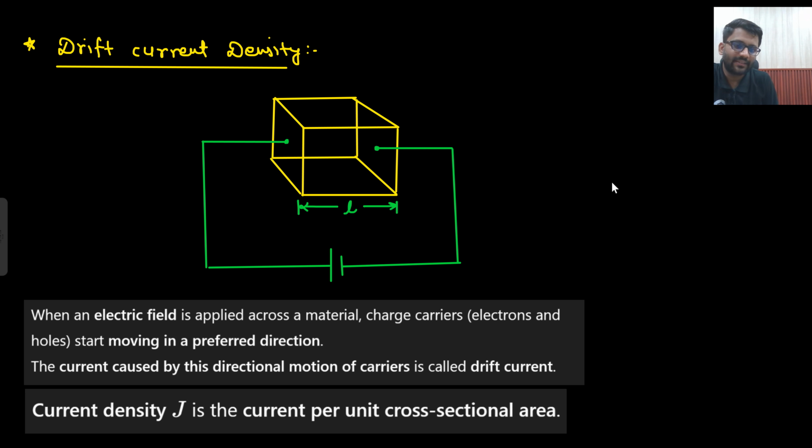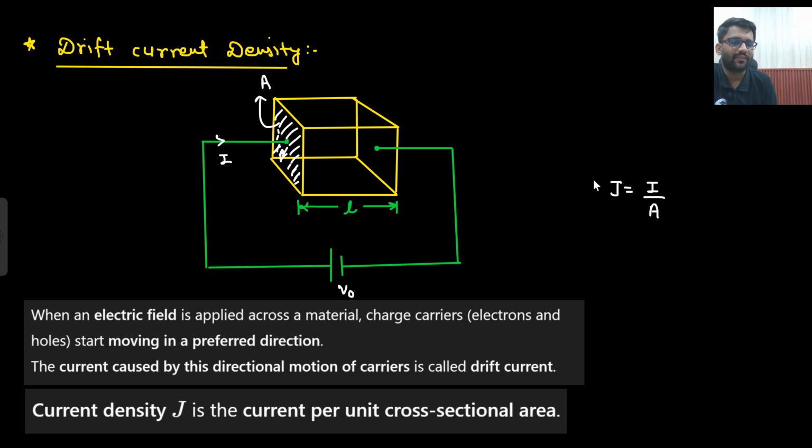So current density is simply given by I by A, current per unit cross-section area. Let's say this is a semiconductor material, or any material which can conduct current. If I connect a battery of V naught across a length L, what will happen? The current will flow through this particular cross-section, which I am calling A, with the length L.